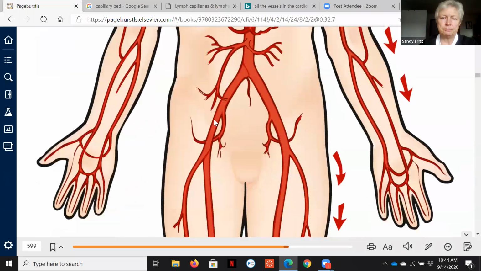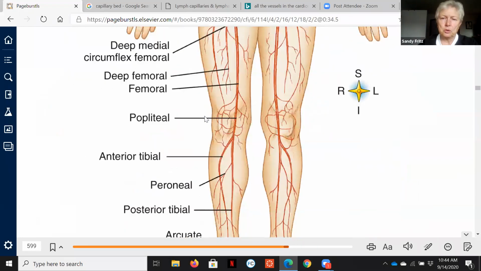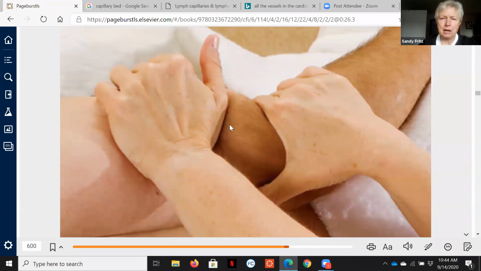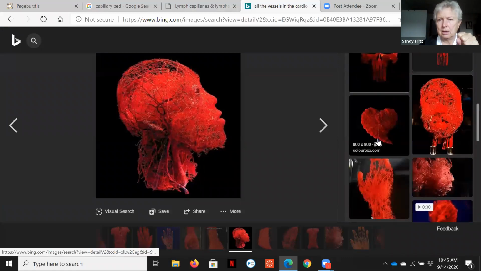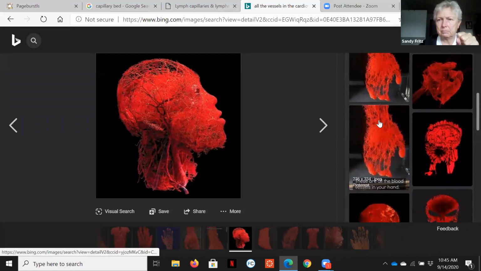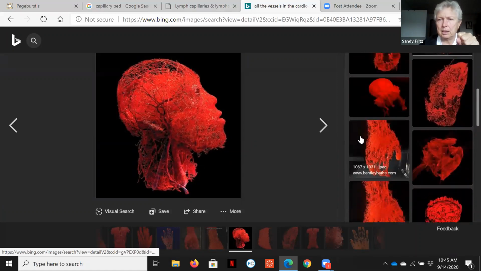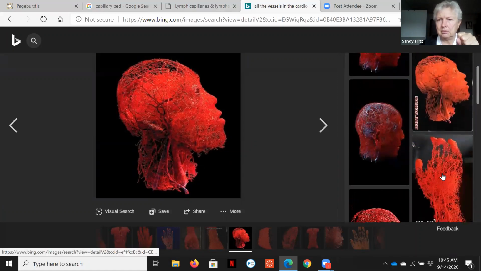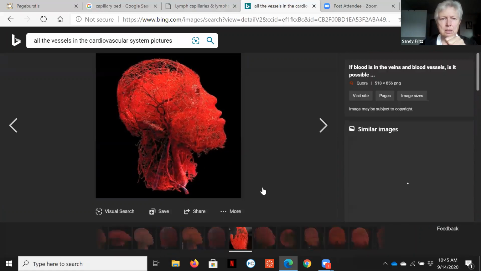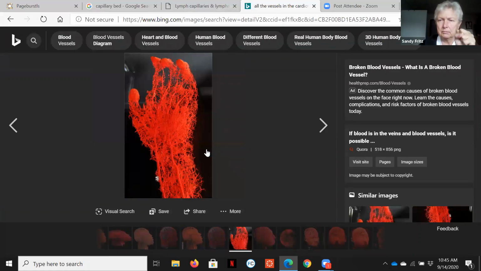So this is a quick review. And so now here's a picture of a squeeze. And can you visualize all that network of capillaries there? And how it is getting squeezed. There we go.